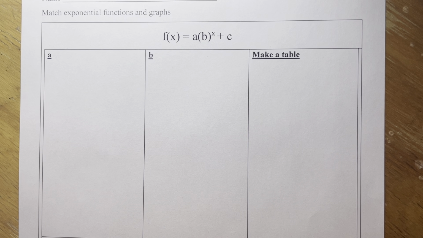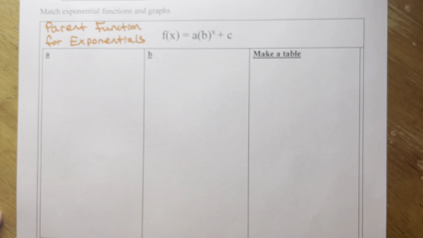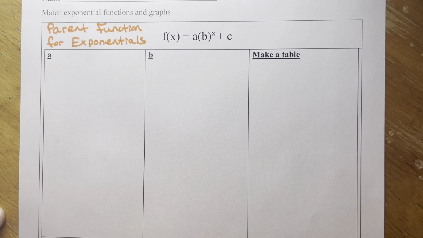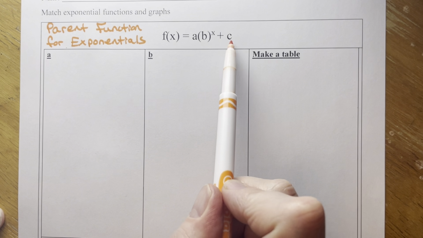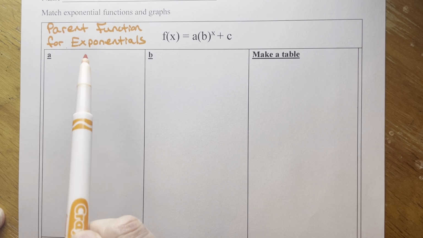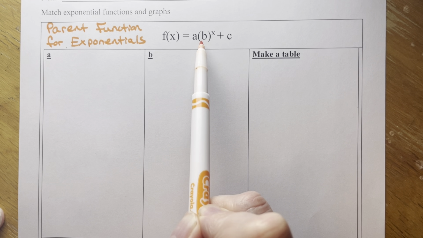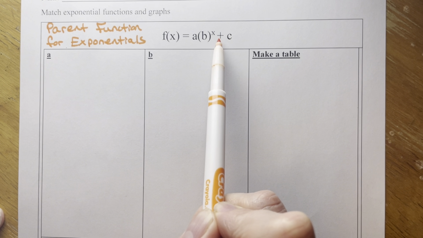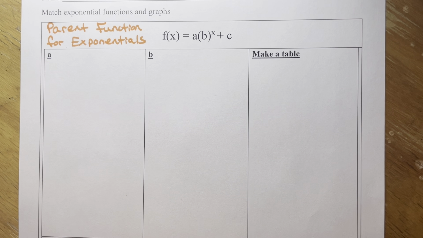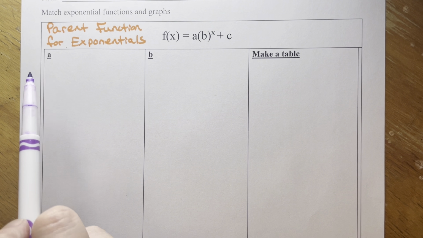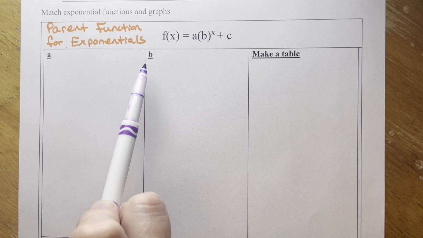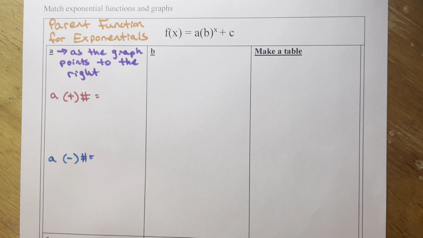Today's math lesson will tell us how to match exponential functions and their graphs. As we begin this process, let's examine the different parts of the parent function for exponentials, being f of x equals a times b to the x power plus c. As we begin this process, we're going to look specifically at a and b.